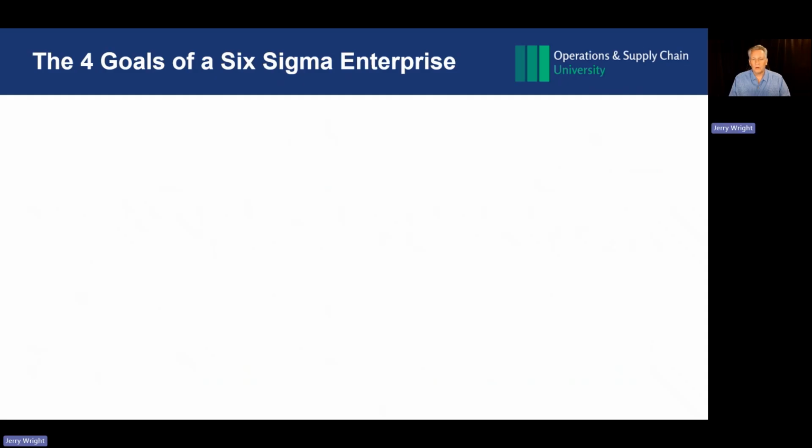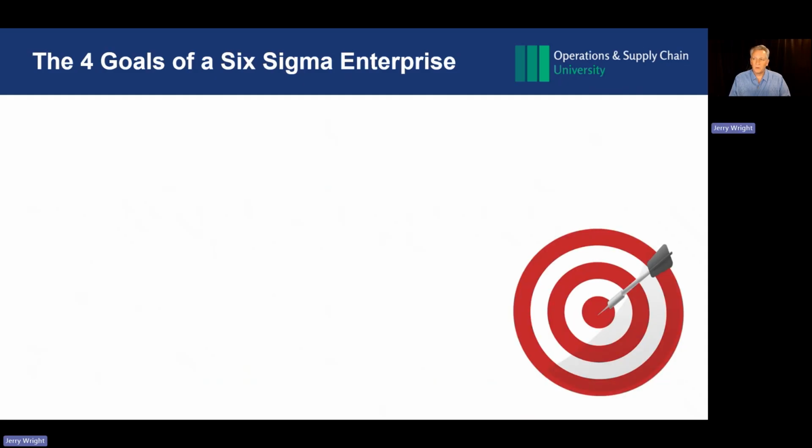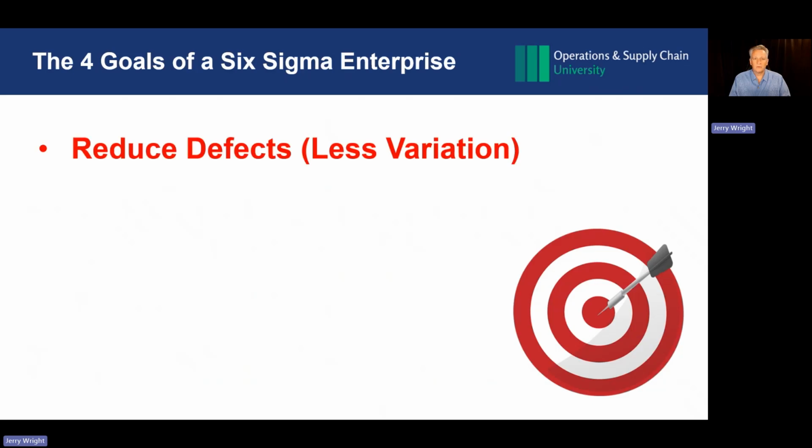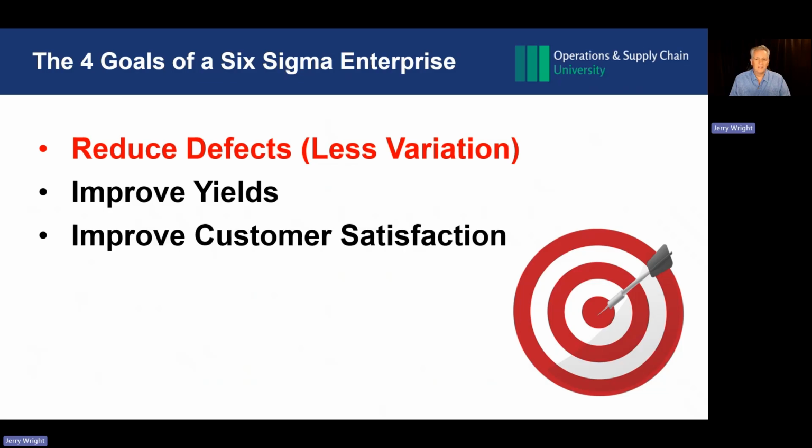Now, there are 4 goals of a Six Sigma enterprise. It's important to know what these goals are. The first one is reduce defects. We want to have less variation in a very standard process. We want to improve yields. So we want higher yields, less waste, less scrap. We want to improve customer satisfaction. That's important. If we don't do that, customers will leave us. And then we want higher net income for the company.